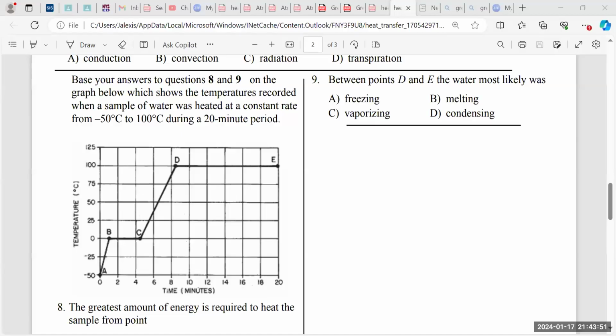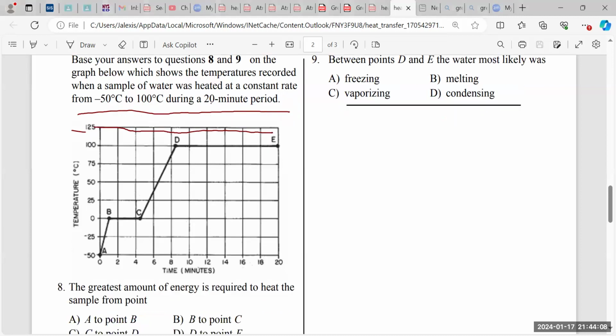All right, number 8. It says, base your answers to questions 8 and 9 on the graph below, which shows the temperatures recorded when a sample of water was heated at a constant rate from -50 degrees Celsius to 100 degrees Celsius during a 20-minute period. It says the greatest amount of energy is required to heat the sample from which point to which point.